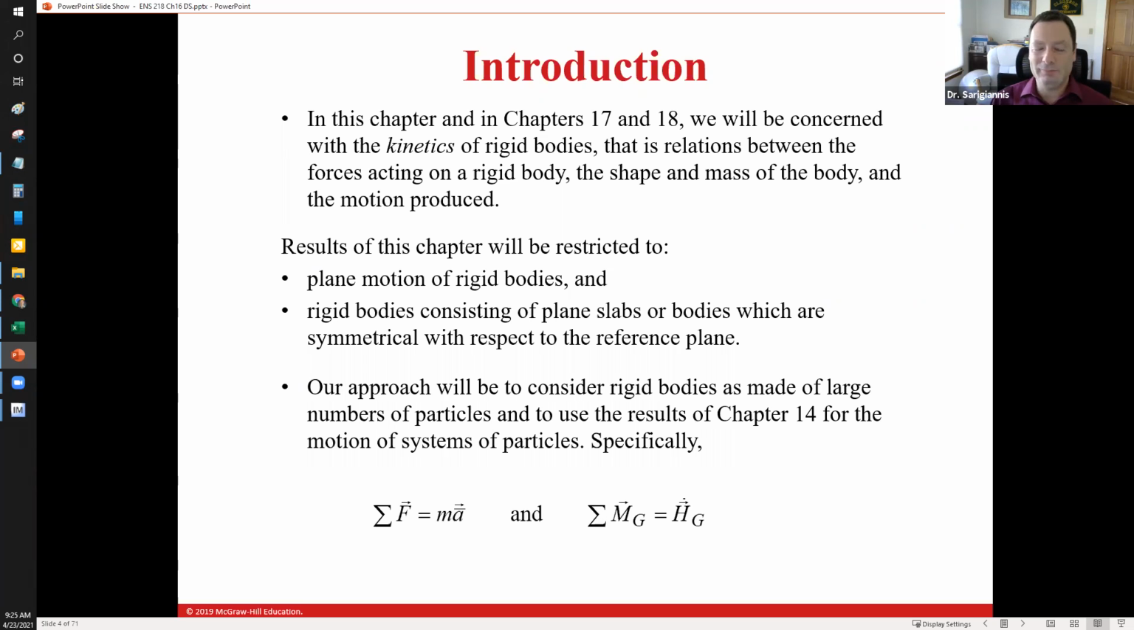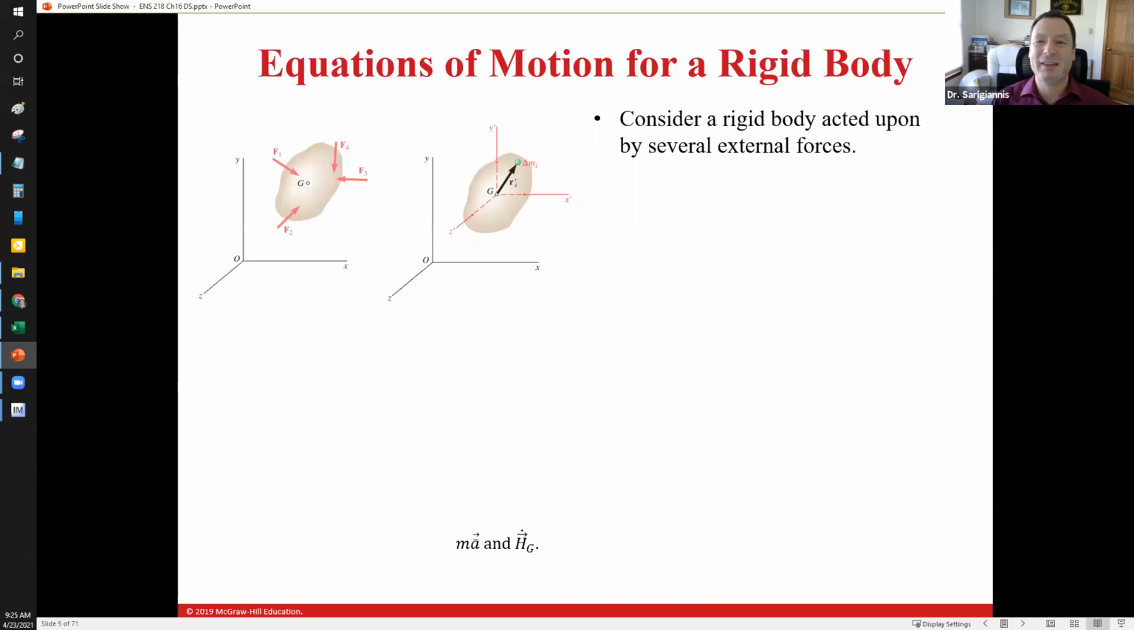Yeah, so this is the same approach. Rigid bodies being made of a large number of particles, and this way we can use some of the concepts from chapter 14. Specifically, the sum of the forces is mass times acceleration, and the sum of the moments about the center of gravity is equal to the linear momentum about the center of gravity.